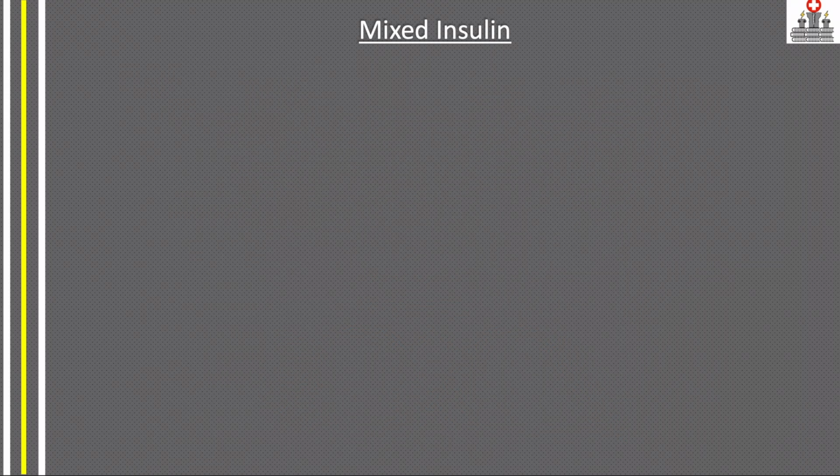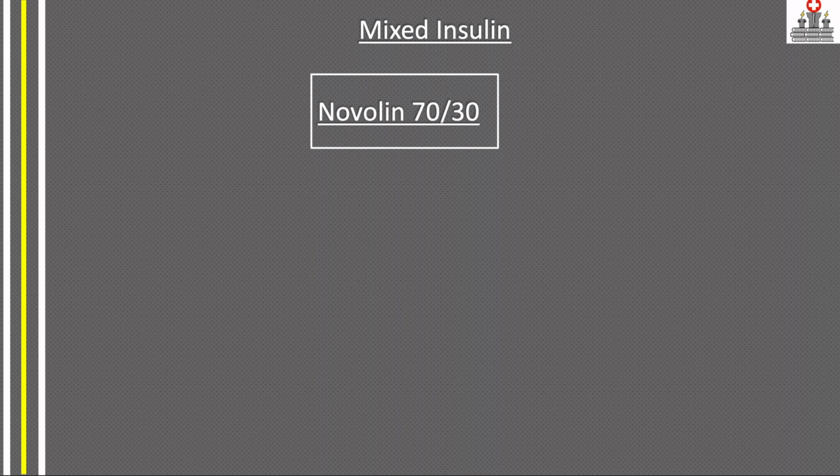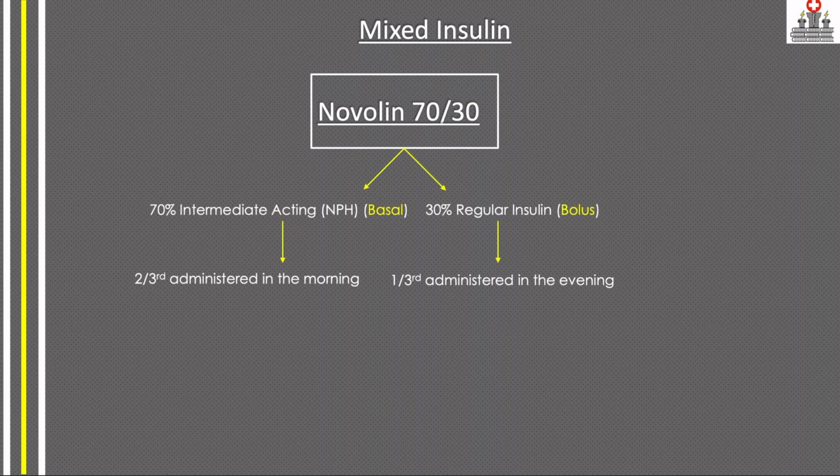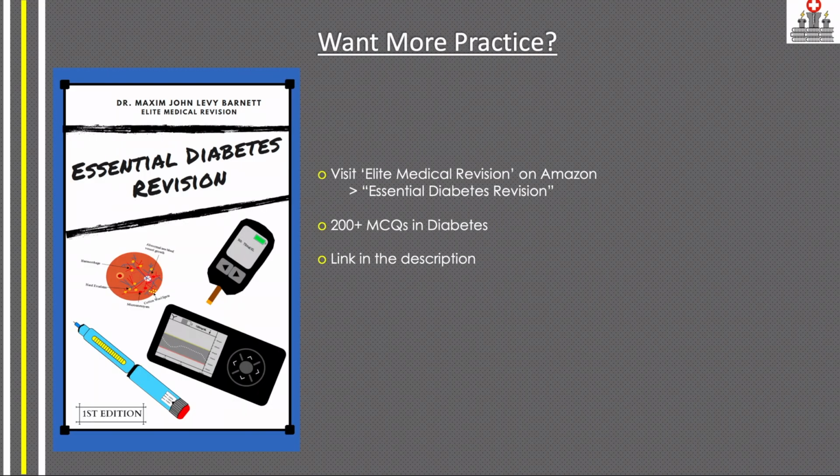So let's talk a bit more about the mixed insulin. Novolin 70/30, as I said, an example. 70% is intermediate acting, so NPH. 30% is going to be regular acting, which acts as the bolus. So how this works is 2/3 is administered in the morning and 1/3 is administered in the evening.